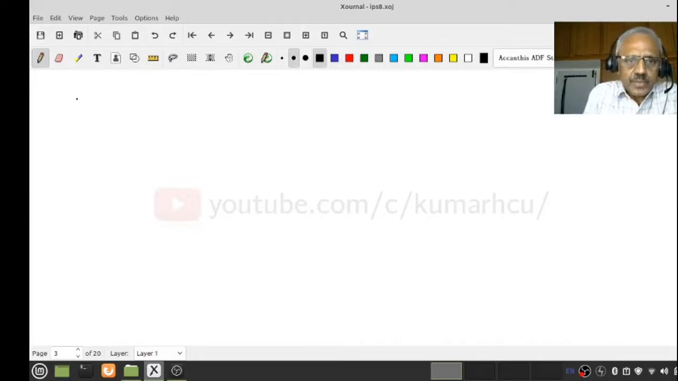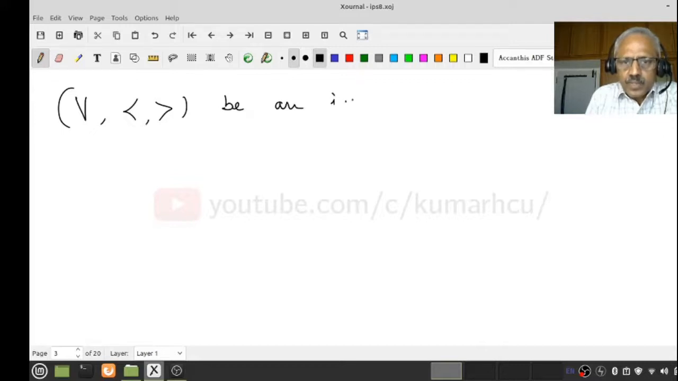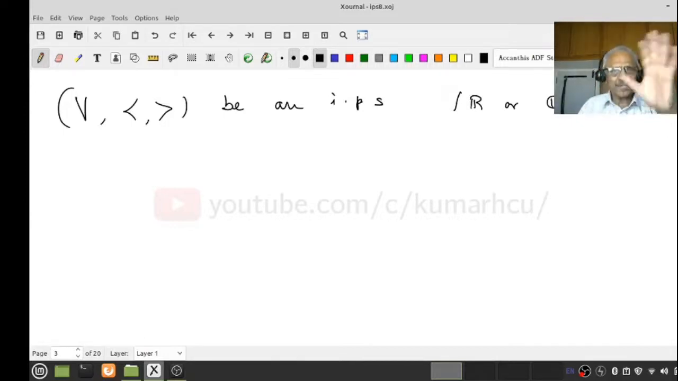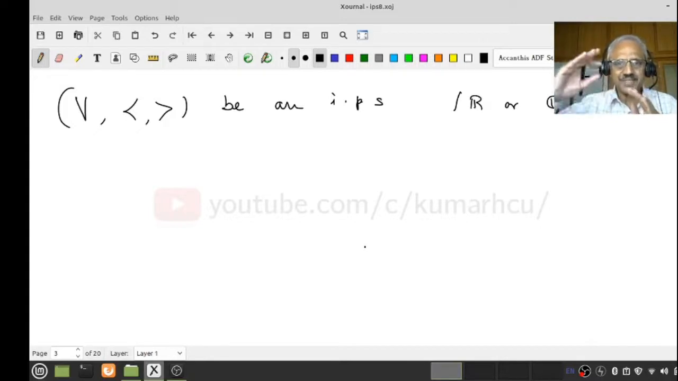Let V be an inner product space, possibly over R or C. It does not matter where we are. You will see that it's a complex conjugate; the other variable, the second variable, will not appear. Everything is easy.